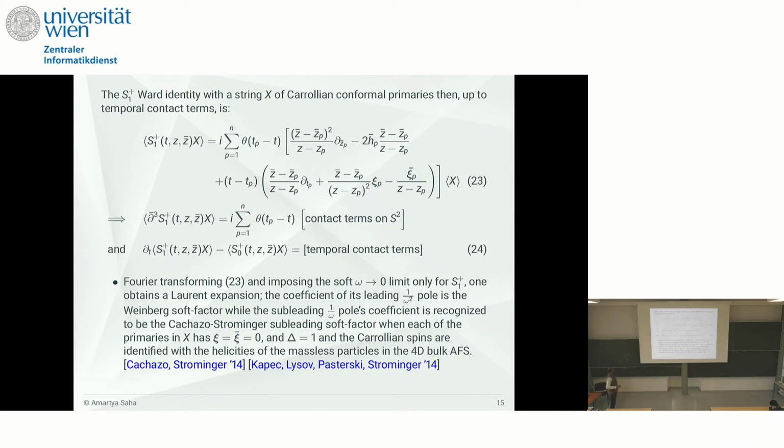Now again, if we do a Fourier transform of this word identity 23 and explicitly impose the soft limit only for S1 plus, we obtain a Laurent expansion. The coefficient of the leading 1 by omega square pole is the Weinberg soft factor, and the coefficient of the leading 1 by omega pole is the Cachazo-Strominger subleading soft factor, only when all these primaries have delta equal to 1 scaling dimension. Further, we have to identify the Carrollian spins with the helicities of the 4D massless particles.